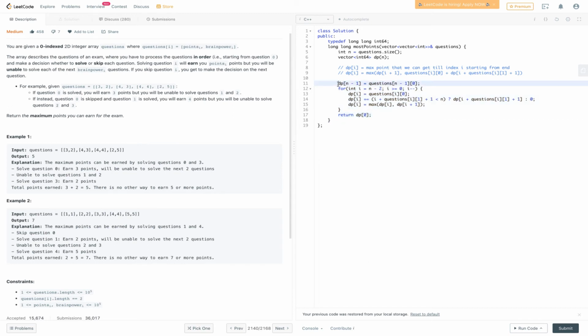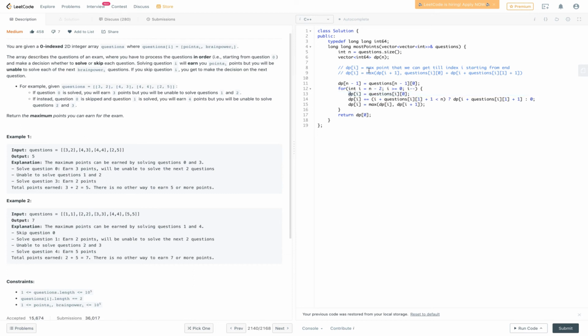Let's go through the implementation once. dp of n minus 1 is the base condition for us. At the last index we are always aware of the answer. It would be the points that we would gain out of solving this last question. In this case it would be 2. Now starting from index n minus 2, since we have already declared the base condition of index n minus 1, until we reach the index 0, we decrement the index I 1 by 1 and calculate the dp of I at each position from backwards till front.